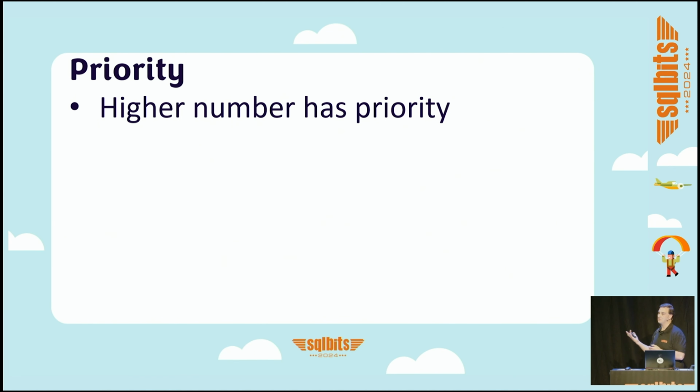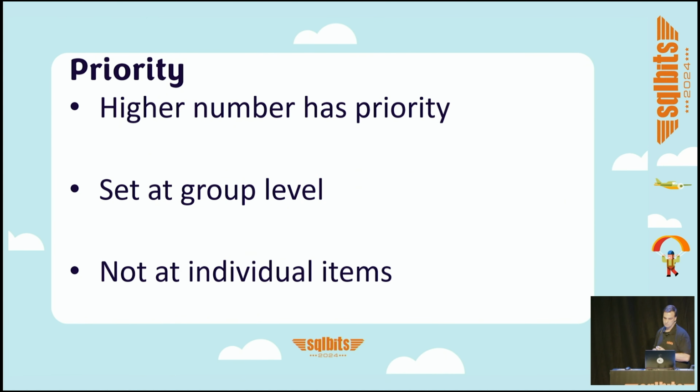So the higher number has priority. There is a setting, in Tabular Editor and Power BI Desktop, where you set the precedence of each calculation group. Not the item like we did for ordinal, but the whole group. And that is important to know, because your year to date is not going to have a higher precedence than your quarter to date.